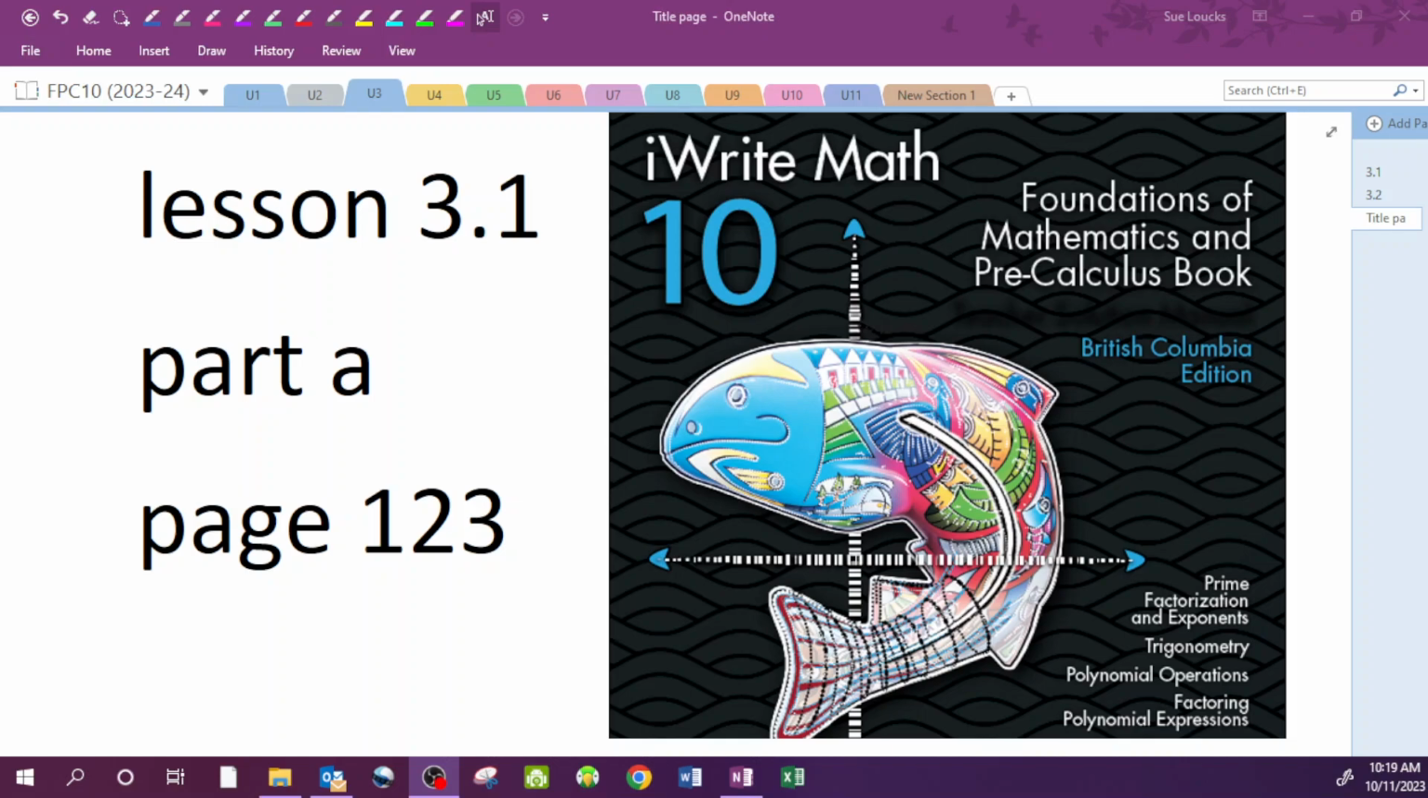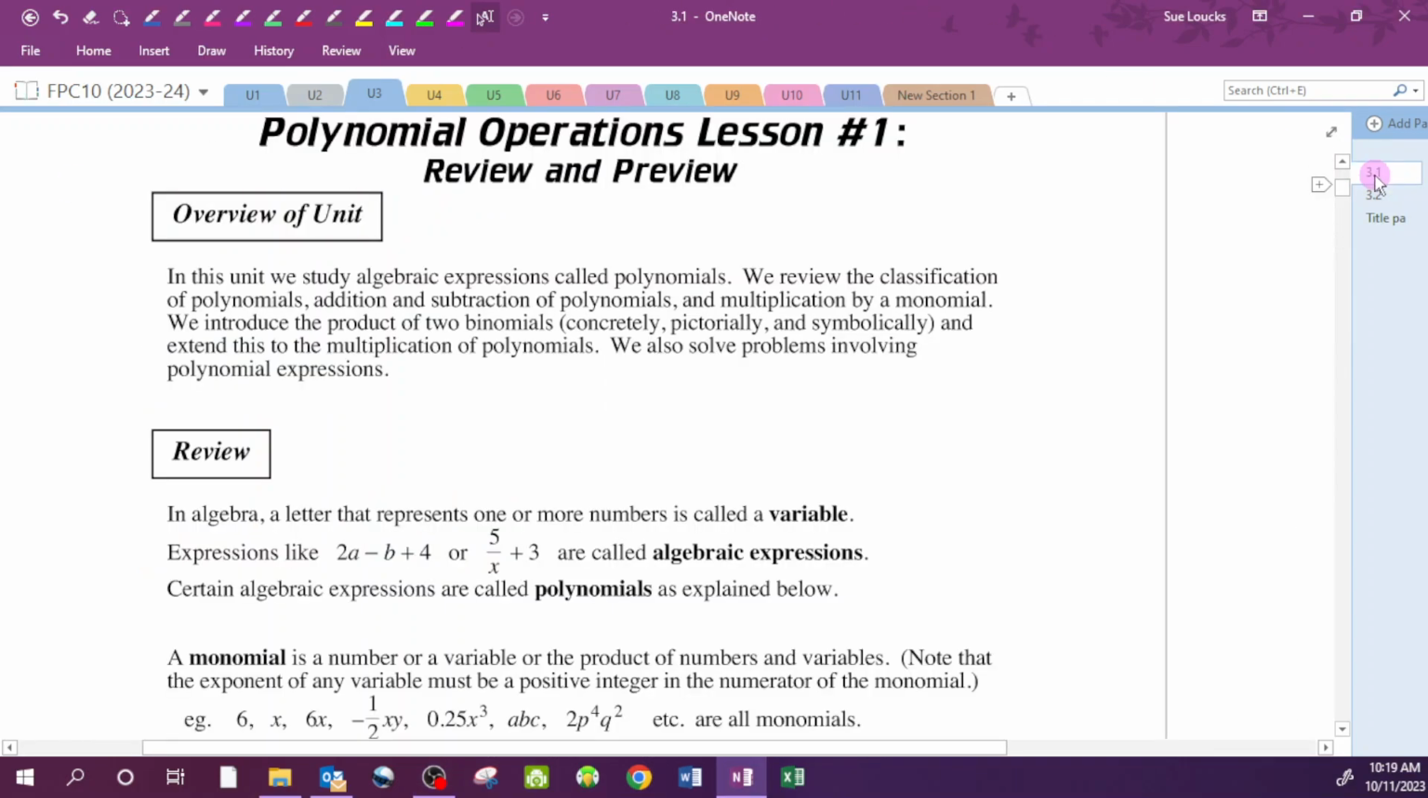This is lesson 3.1 for Foundations in Pre-Cal 10, starting on page 123. This is going to be pretty quick because what we're doing today is definitely review, but there's lots of new stuff coming. Just some vocabulary in algebra.